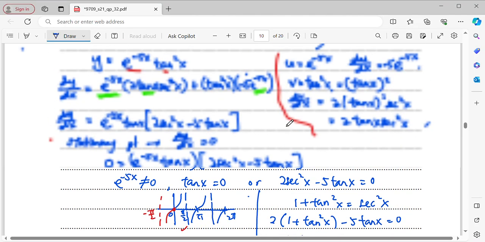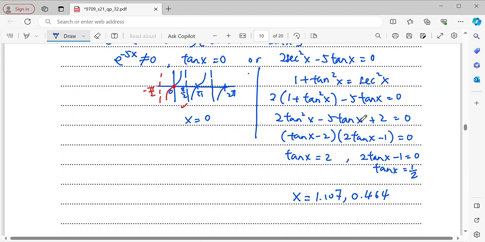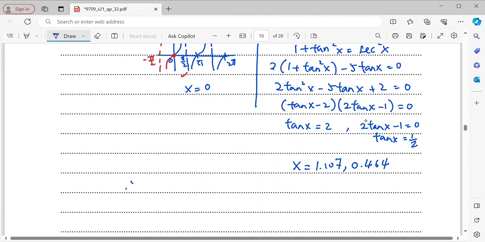Now let's look at the question. You have to give your answer correct to 3 decimal places where appropriate. Therefore, the final answer x will be 0, 1.107, and 0.464. So that will be the solution of this question.